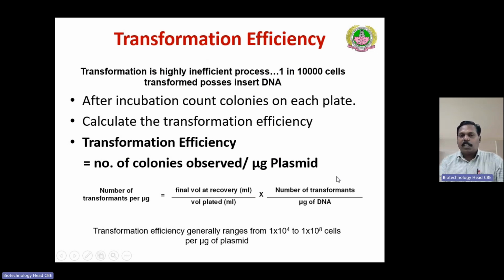As I told you, transformation is a highly inefficient process. It generally yields about 1 into 10 power 4 to 10 power 8 cells per microgram of plasmid. That is the realized transformation efficiency in laboratory experiments.